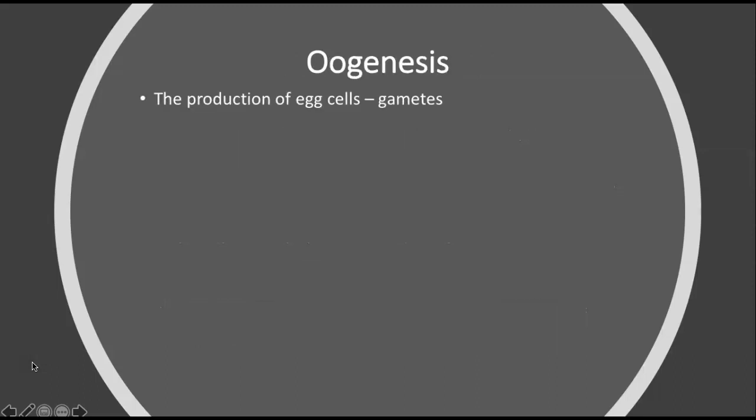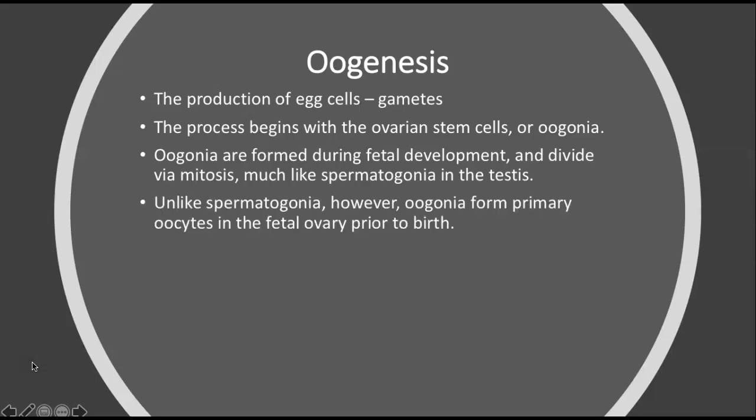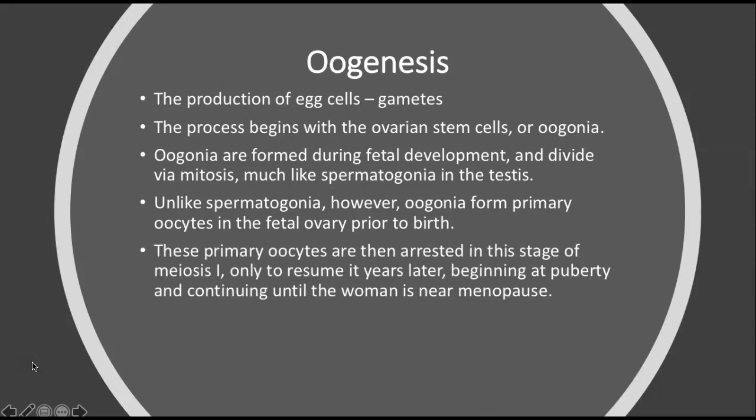Let's talk about oogenesis, which is the production of egg cells, which are the female gametes. The process begins with the ovarian stem cells, or oogonia. Remember, this is very, very similar to the beginning of production of sperm, spermatogenesis. You have stem cells. The oogonia are formed during fetal development and divide via mitosis, much like spermatogonia in the testes. Unlike spermatogonia, however, oogonia form primary oocytes in the fetal ovary prior to birth. So this is happening before the child is ever born.